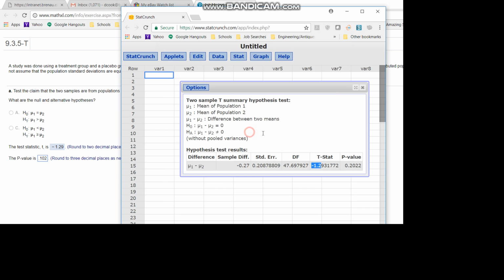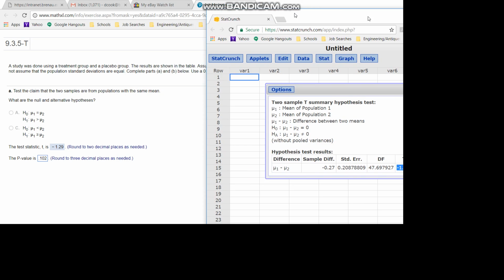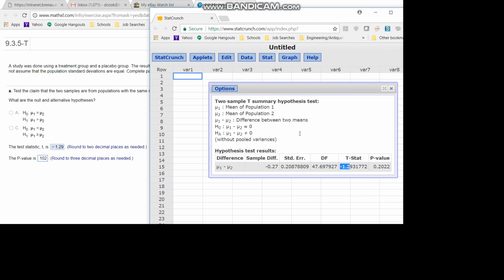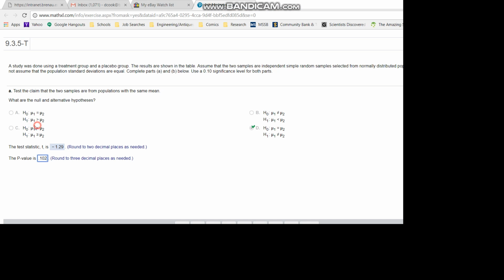So the test statistic is right here, negative 1.29. And the p-value is located right here, 0.2022. So 0.202.